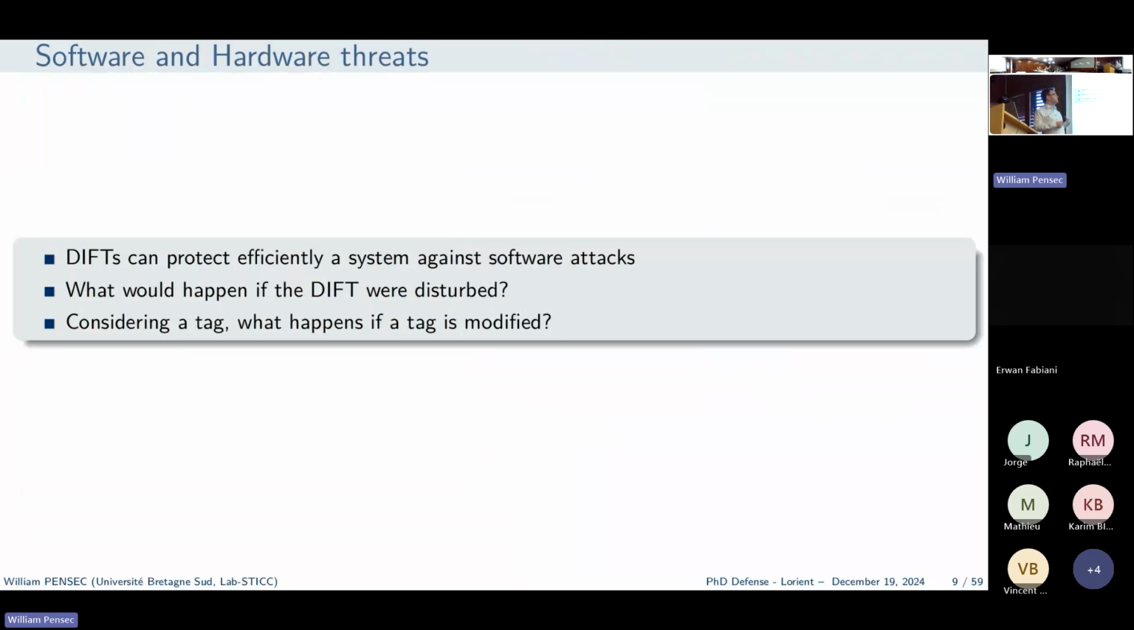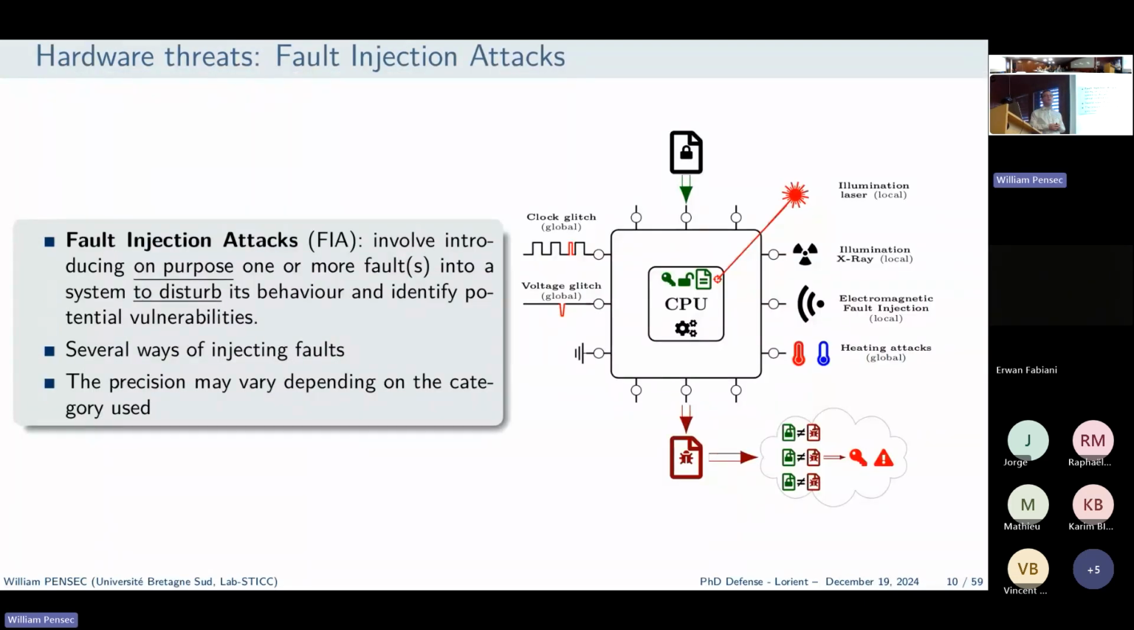Dynamic information flow tracking can efficiently protect a system against software attacks, but what would happen if this DIFT is disturbed? Or if we consider a tag, what happens if the tag is modified? To disturb a bit or a register inside a processor, we can use fault injection attacks. Fault injection attacks involve introducing on purpose one or more faults into a system to disturb its behavior. There are several ways of injecting faults, for example, clock glitches, voltage glitches, laser, electromagnetic fault injection, etc. The precision may vary depending on the category used. For example, if you use clock glitches, the effect will be on the whole circuit, while if you use laser, the effect will be more local. You will be able to fault one register, or one bit inside the register.